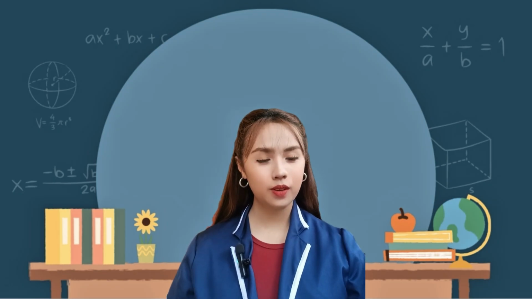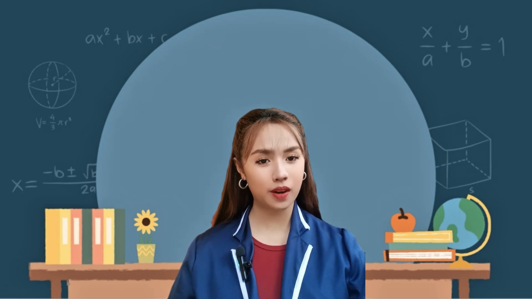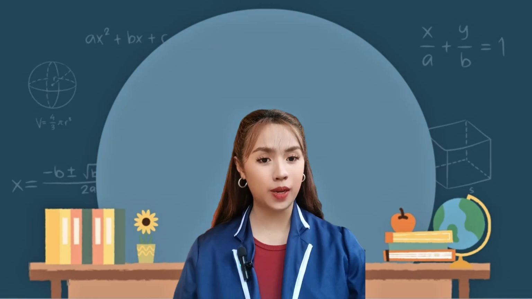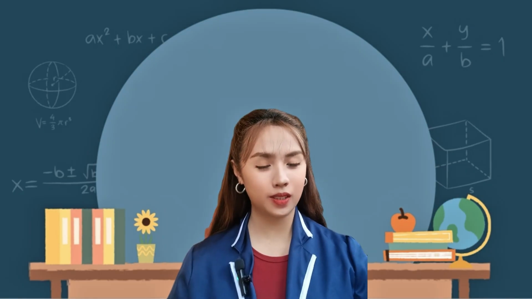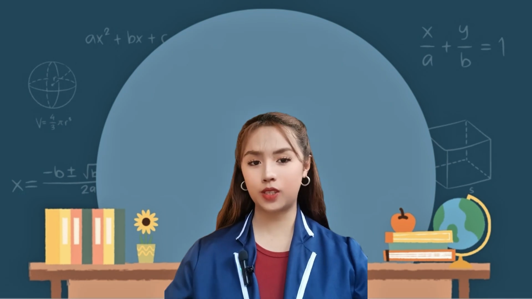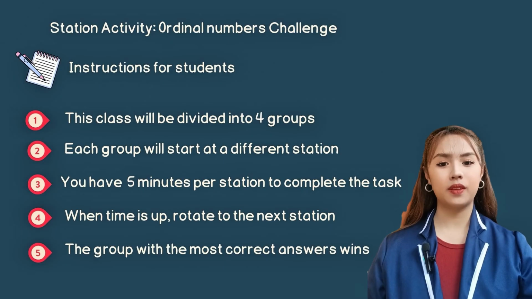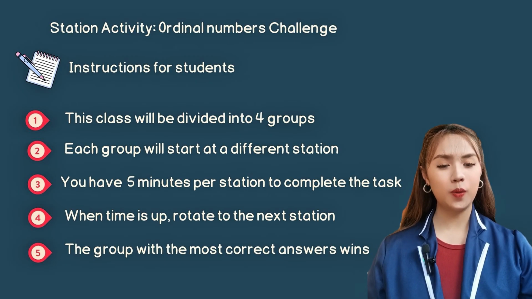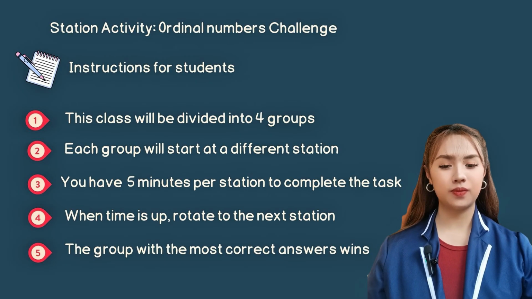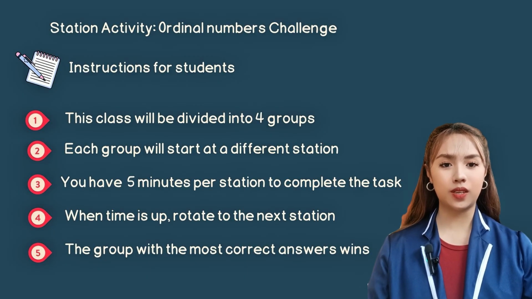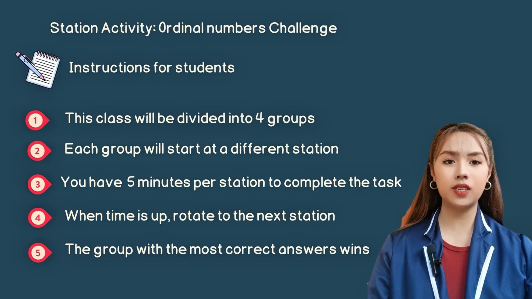Now, I believe you already understand what ordinal numbers are and how we can use them. Since you have already learned, let us play in a fun way. We will play a game called Station Activity. So here are the instructions. The class will be divided into 4 groups. Each group will start at a different station. You have 5 minutes per station to complete the task. When time is up, rotate to the next station. The group with the most correct answers wins.